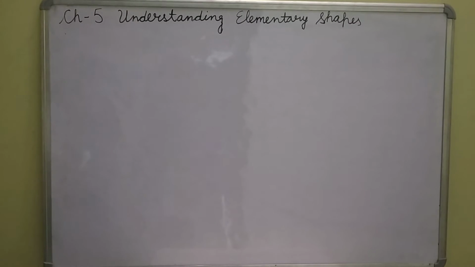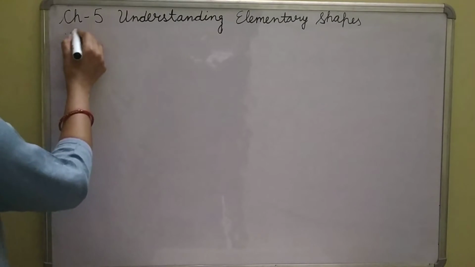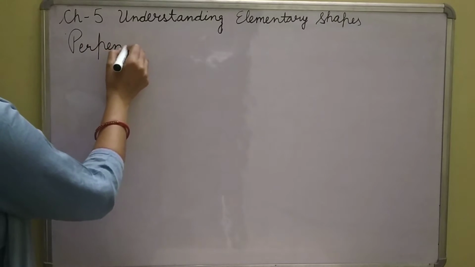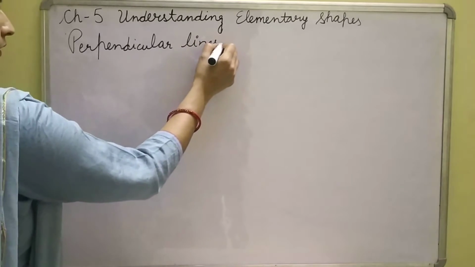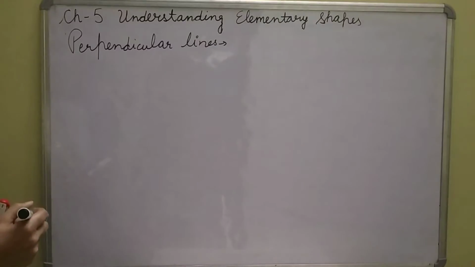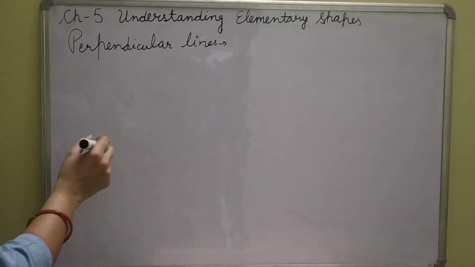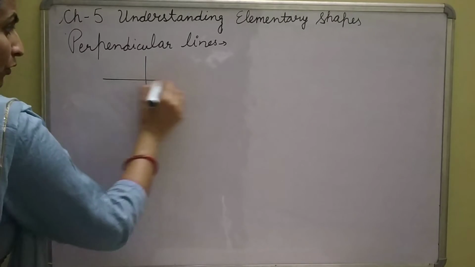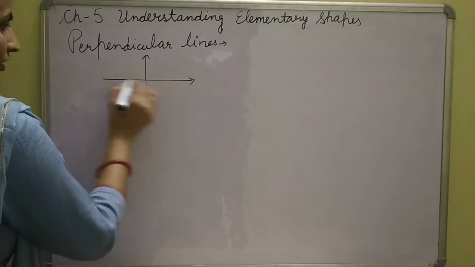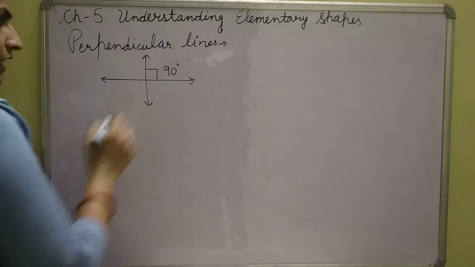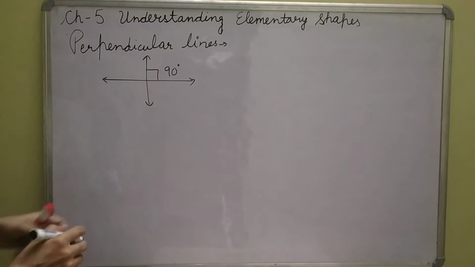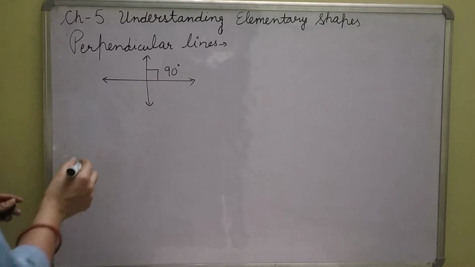In this video, we are going to learn about concepts of chapter 5, understanding elementary shapes. So our first concept is perpendicular lines. Now, what do we mean by perpendicular lines? Perpendicular lines means when two lines intersect each other and form an angle of 90 degree. Then these lines are called perpendicular lines.